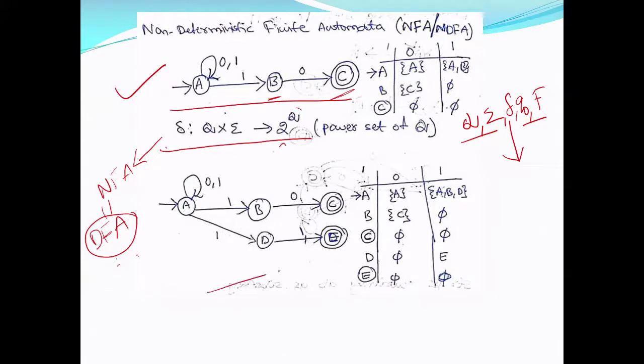Now this is another non-deterministic finite automata. So A on 0, 1 and so on. This is how you can specify an NFA with the transition table. Now you can see A on 1 is now A, B, D. For C there are no transitions, and for E there are no transitions, and so on. So I am showing you 2 non-deterministic FAs.